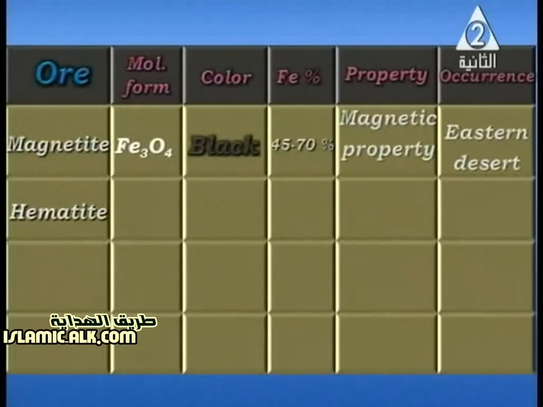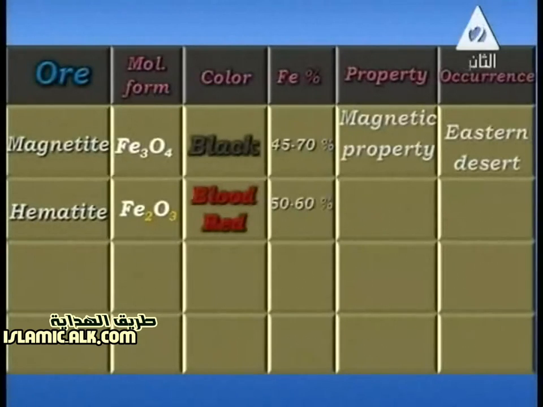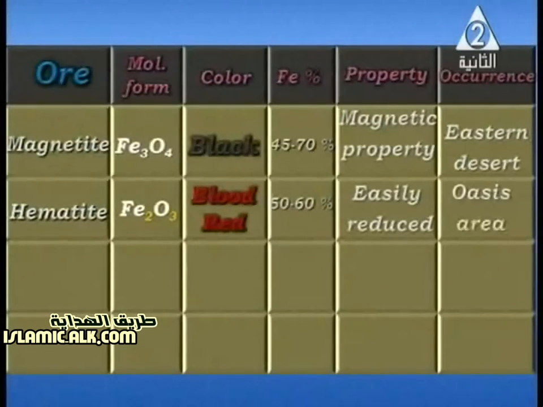The second type of ore, hematite, has molecular formula Fe2O3, chemical name iron 3 oxide, and a blood red color. The percentage of iron ranges from 50 to 60%, it is easily reduced, and it is found in the oasis area.